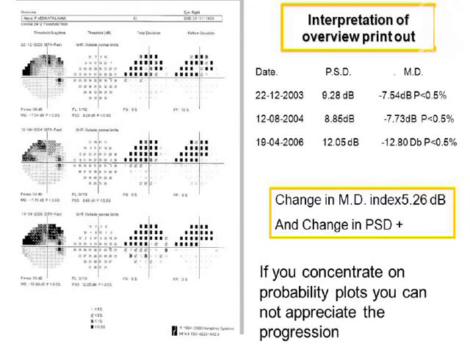In 2003, you see there is no change in the probability plots. But if you see the grayscale, you can appreciate the progression, from 7 to 12. So a change in mean deviation in a localized scotoma, 7 to 12, means it's a 5 dB change, but if you see the retinal sensitivity, almost good retinal sensitivity here became almost absolute scotoma.